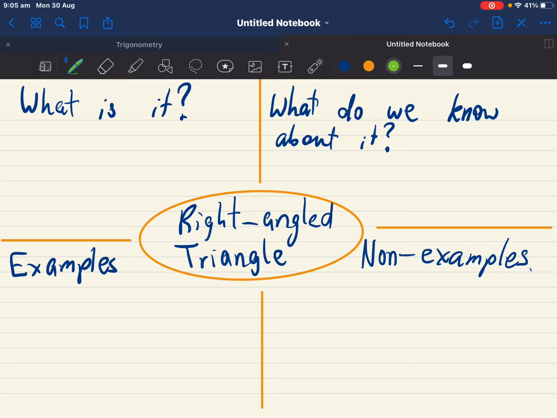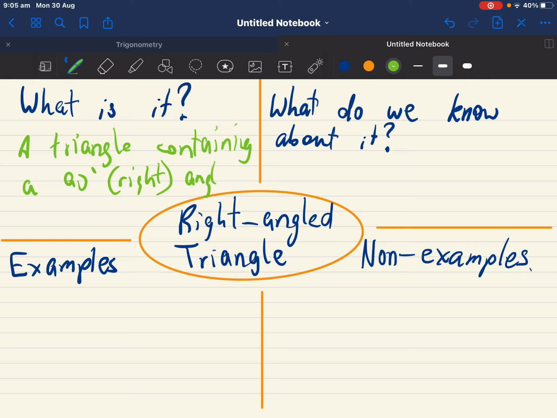Okay, so what is it? So for this, I'm going to put a triangle containing a 90-degree or right angle. That's what it is. What do we know about it? Well, we know the longest side will always be opposite.